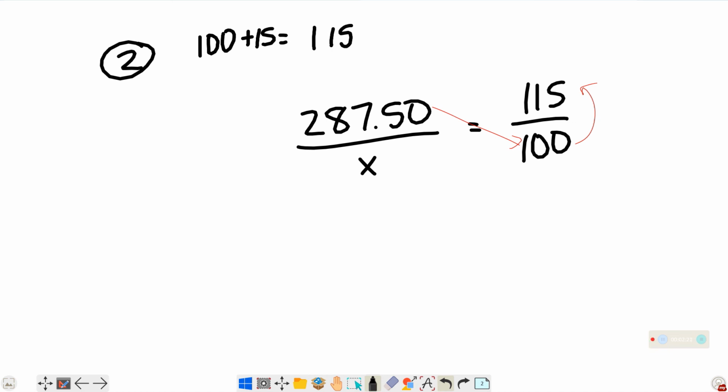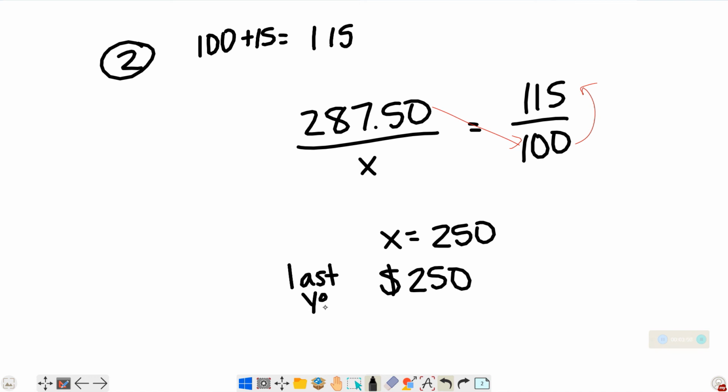If you have a calculator, you can punch that in. If you do 287.5 and you times it by 100, it's going to move the decimal 2 spots. So then you have 28,750 divided by 115, which gives you an answer of 250, and that is the amount that Emilio paid in taxes last year. So last year he paid $250.